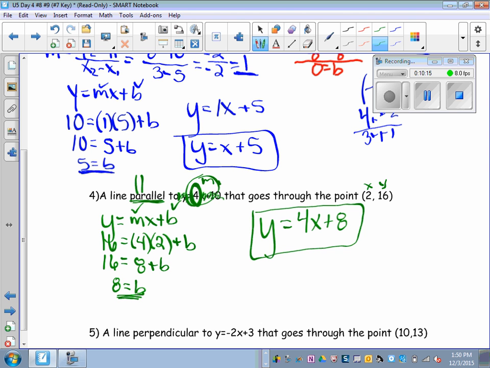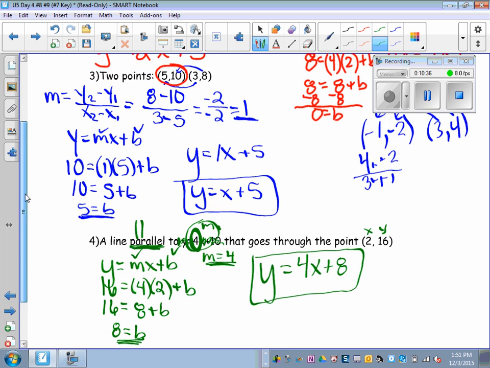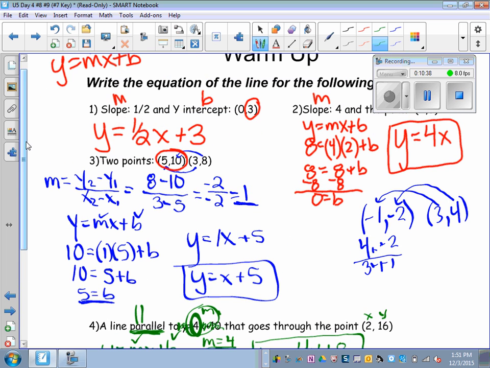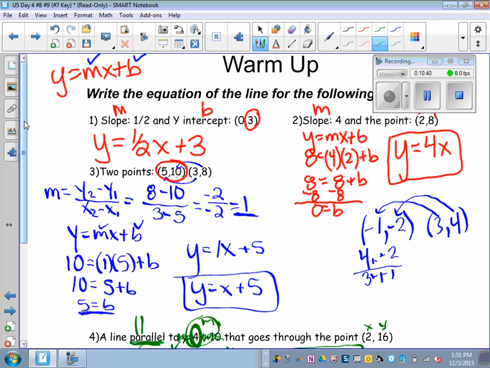Alright, questions so far? I don't get it. You don't get this one? Okay. Did you understand how we got our slopes the same? No. So anytime it says a line is parallel, that means my slope is the same. So anytime it says parallel, I immediately take my slope from there and know that's going to be my slope for my new equation. Then it's just like before. Up here it said we had a slope and we had a point. Well, that's what we now have down here. We have a slope and we have a point.